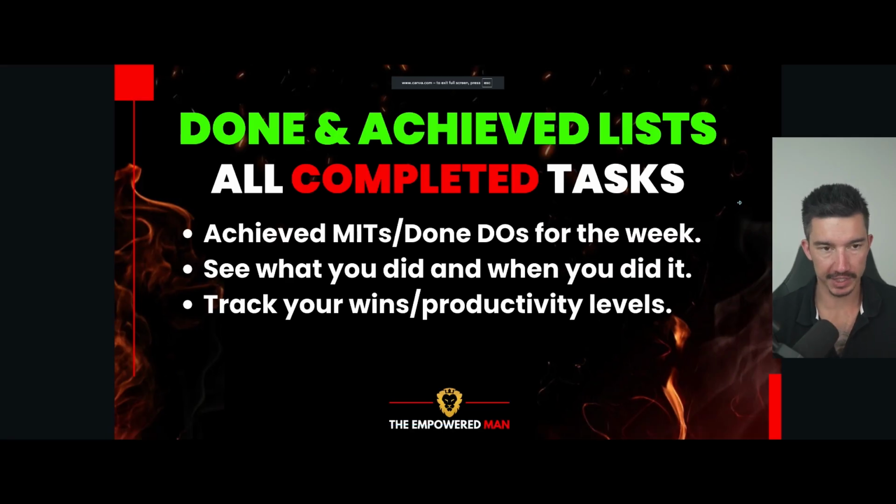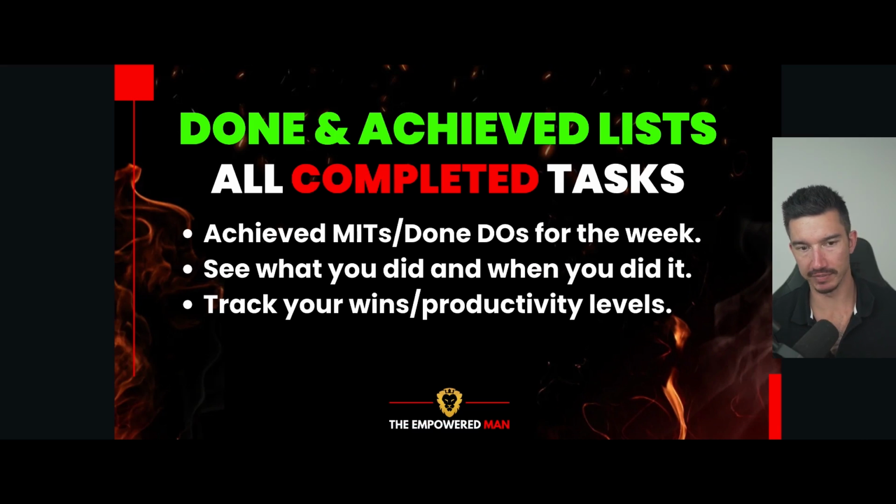The final part of our task management system is our done and achieved list. So this is where we track all of our completed tasks. You can see everything you've achieved for your most important tasks and everything you've done for your do lists for the week. And this allows you to know what you did and when you did it. It also lets you track your wins and productivity levels. Now, in future videos, we will show you how to manage your time way better. But for now, this is a very general overview of the hit list, the most important list, the do list, and the done and achieved lists. In the next clip, I'll show you how to find the done and achieved lists.